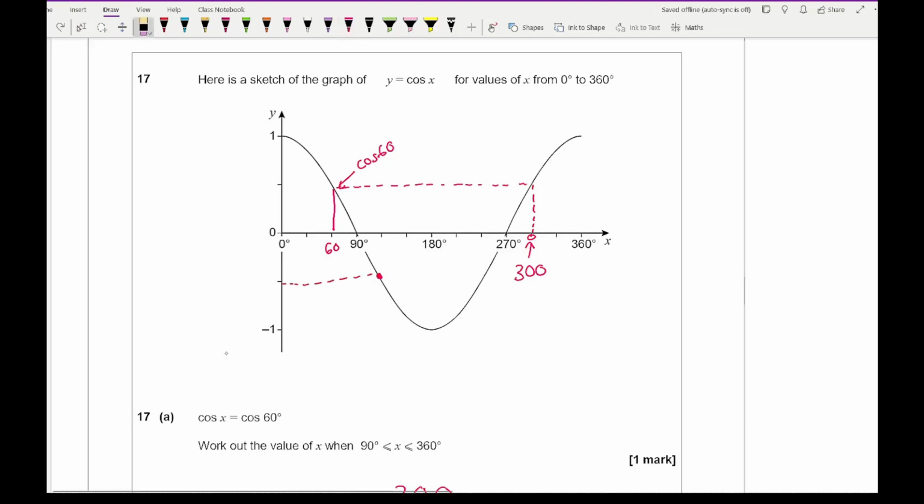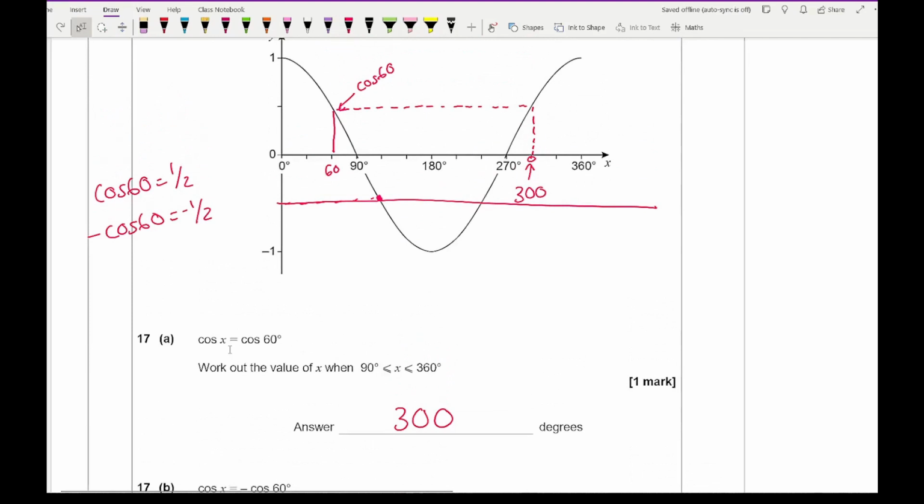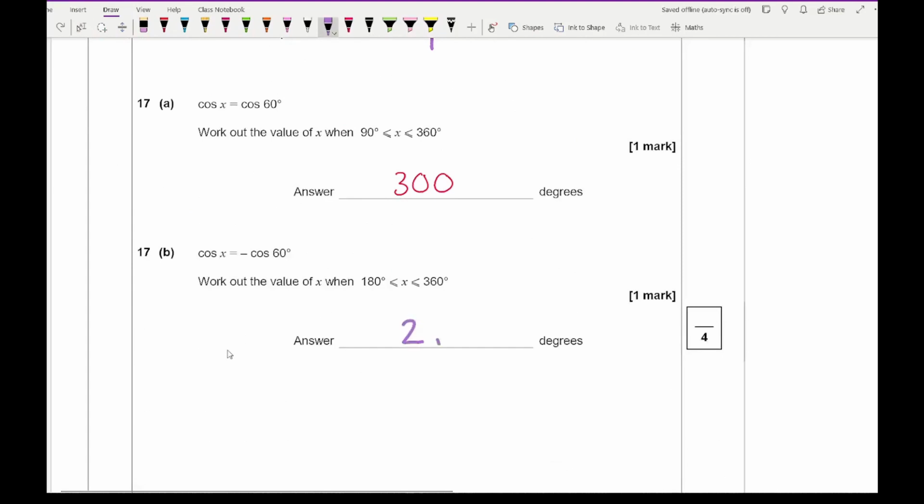Oh, that's not a straight line at all. Now, cos 60 equals a half. So minus cos 60 is going to equal minus a half. So if I just draw that line straight there. Now, in terms of the region it's wanting, it's between 180 and 360. So I'm wanting the region that is from here to here, and as you can see, it intercepts at one point there, so it's going to be whatever number this is, and that's going to be 270, take away 30, so that's going to be 240.